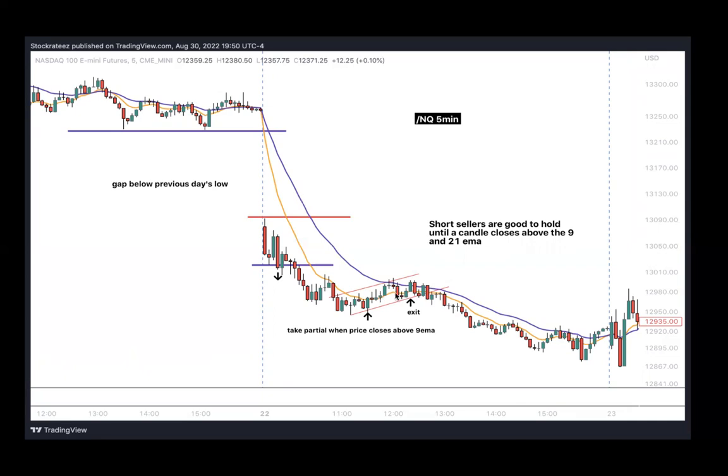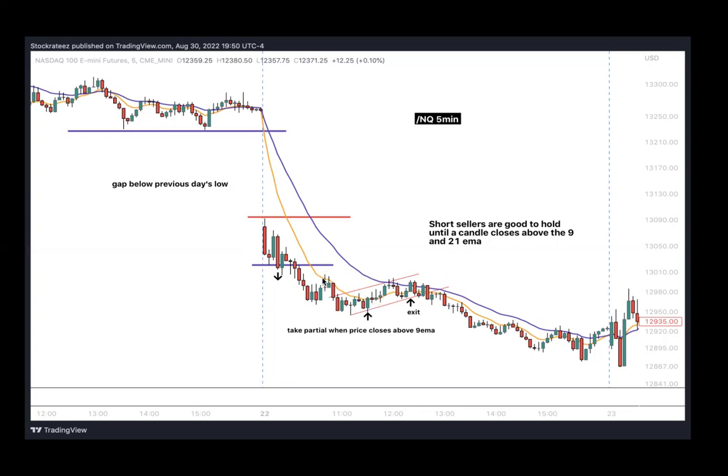And then our 21 EMA, that's going to be our medium to moderate term trend. So super easy. So you take the ORB, and then what? You're good to hold as long as the 9 EMA holds. So as long as a candle does not close above the 9 EMA, you're good to hold.